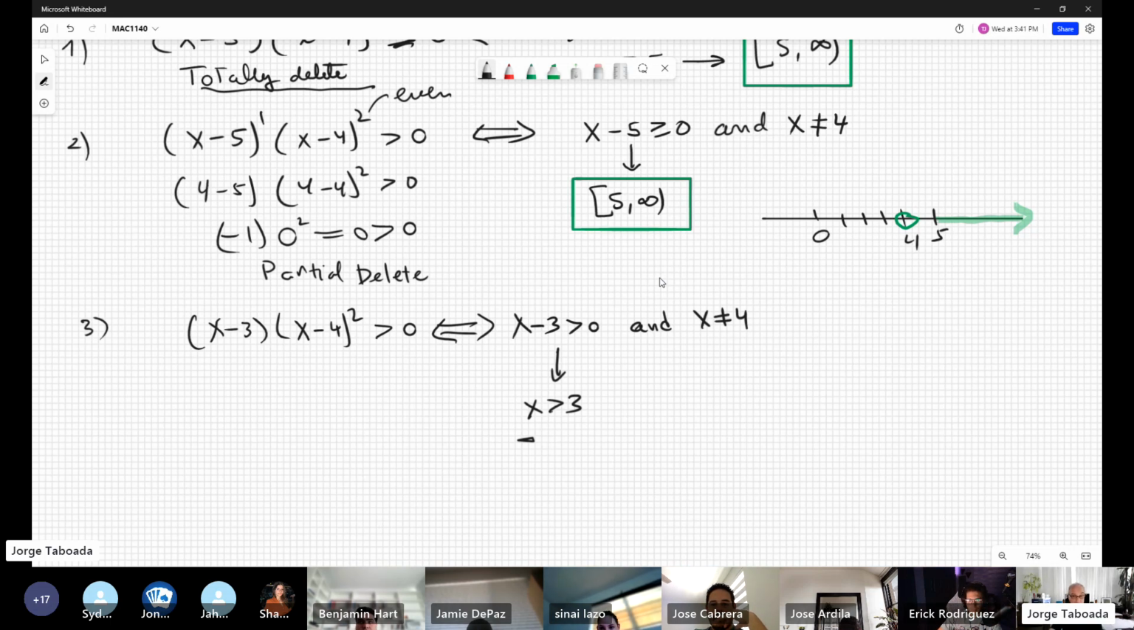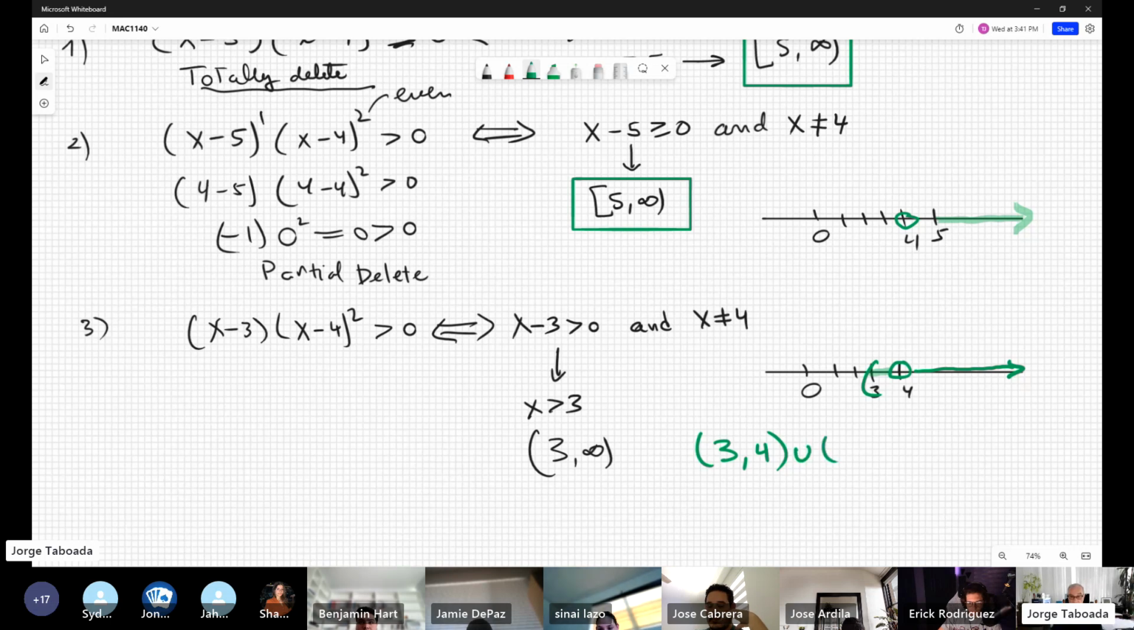So what is the answer, Professor? Well, the answer is parenthesis 3, 4, union 4, infinity. Do you see that? Okay, there's no big deal. You need to get the mechanics of this.